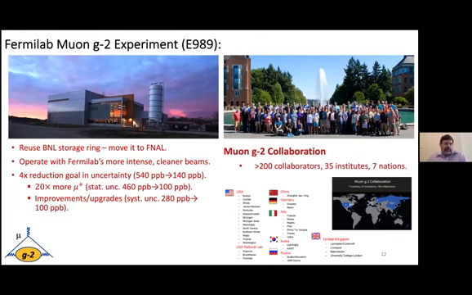This requires us to collect basically 20 times more muon statistics. Also, this isn't just a repeat of the Brookhaven measurement. There have been improvements and upgrades. Our systematic uncertainty goal is being moved down from the 280 parts per billion from Brookhaven to 100 parts per billion for this measurement. It's not the largest collaboration by particle physics standards, but we do have more than 200 collaborators from 35 institutions in 7 countries around the world.